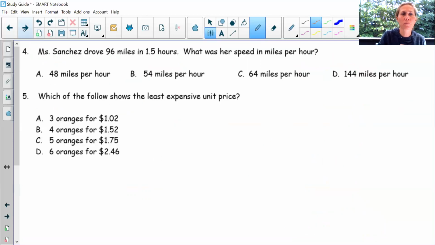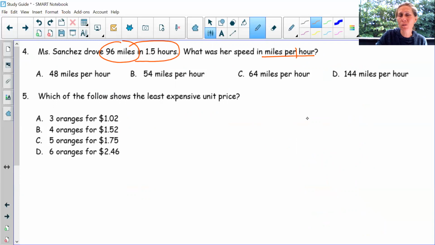All right, number 4. Miss Sanchez drove 96 miles in 1.5 hours. What was her speed in miles per hour? Okay, so what do you know? 96 miles in 1.5 hours. I want to know her miles per hour. I want 1 hour. It means I need to divide by hours.